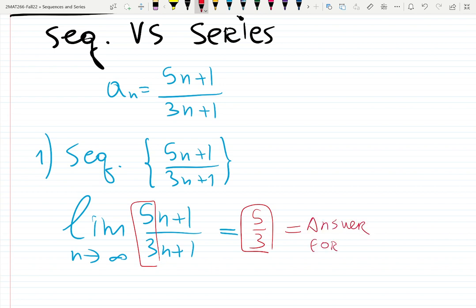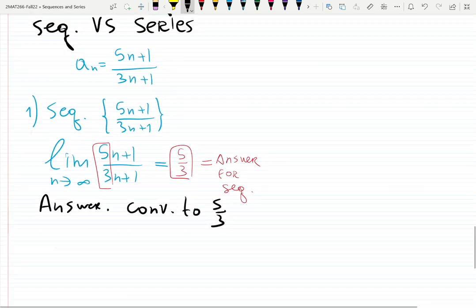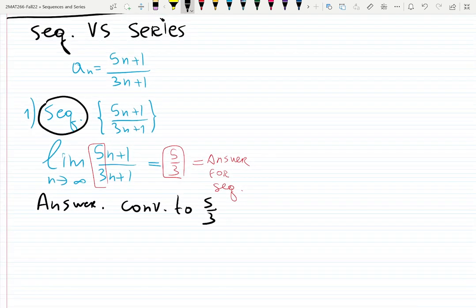Sequences are dum-dums. They don't need any other test. That's it. Don't overthink this. Answer: converges to 5/3. For sequence, though. That is for sequence. And that's why I put it in bold in the test so you can see the word.